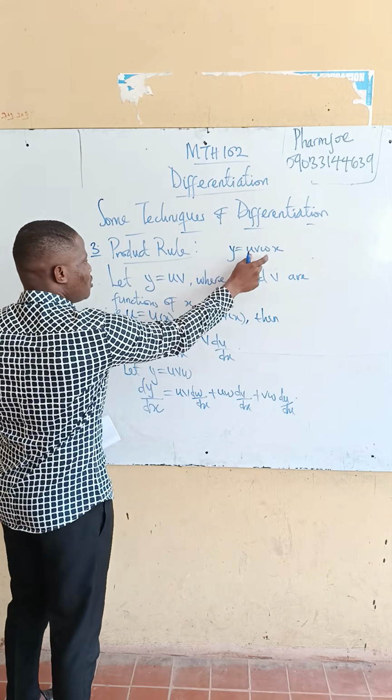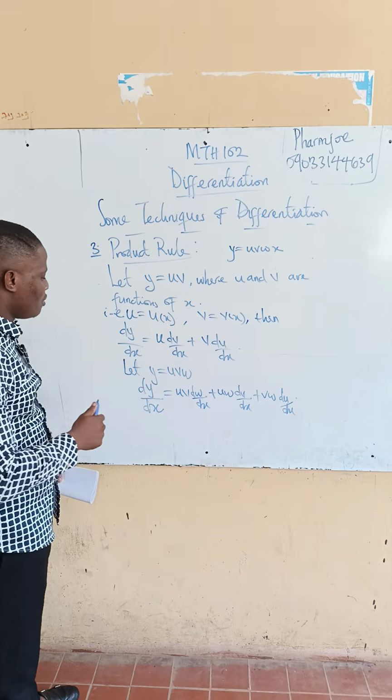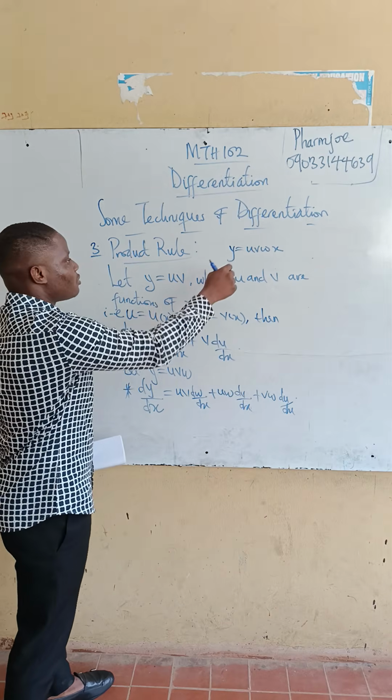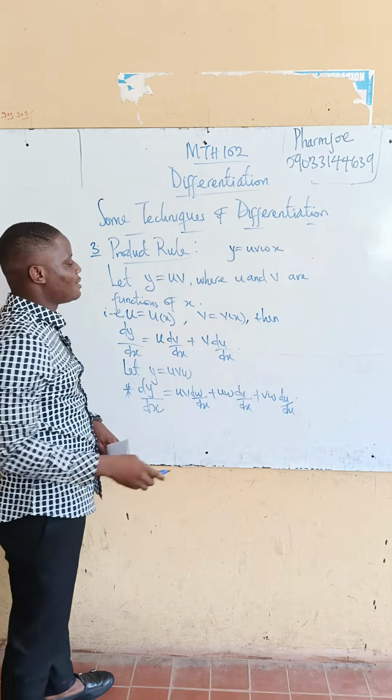I want you to write this one in your notes, and then you will show me like this. The way I've written this, I want you to write for u, v, w, and x.